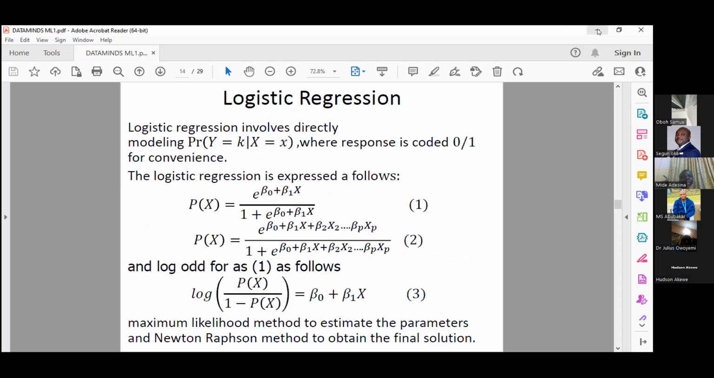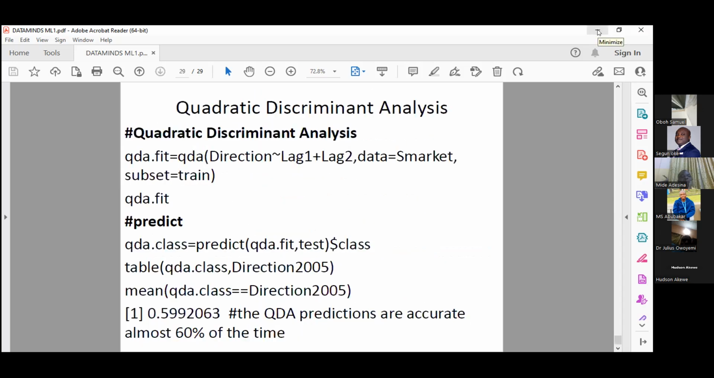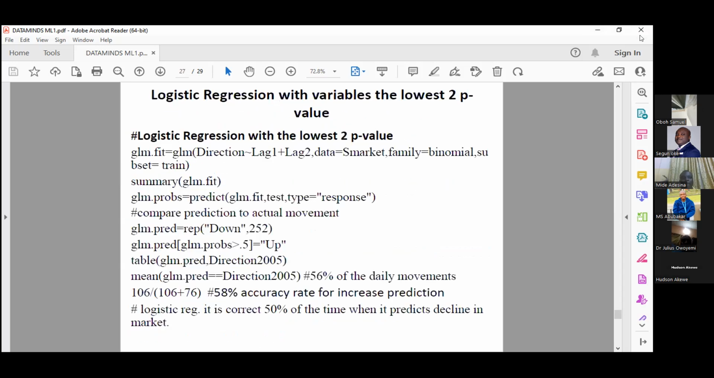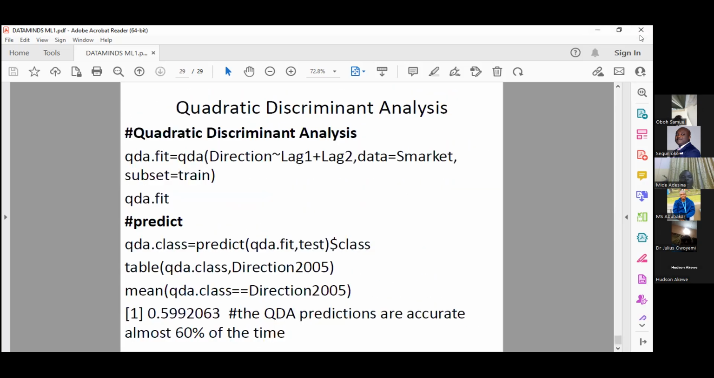Okay. What am I doing? All right. This thing is hanging. Classification.